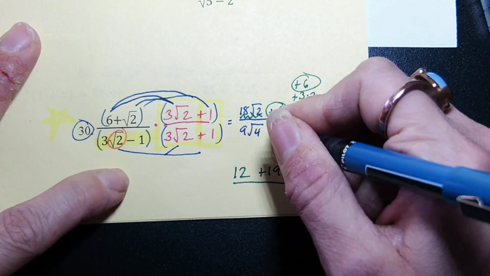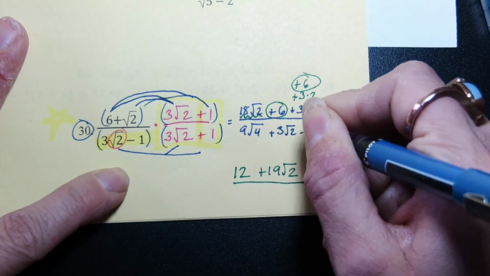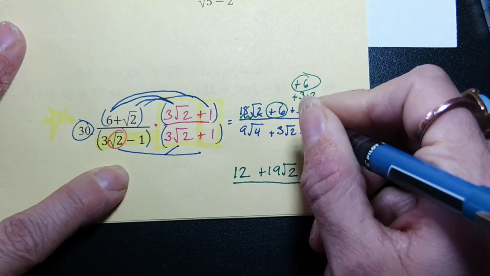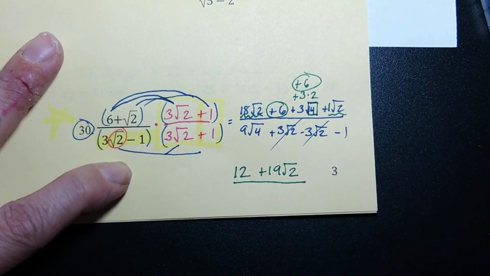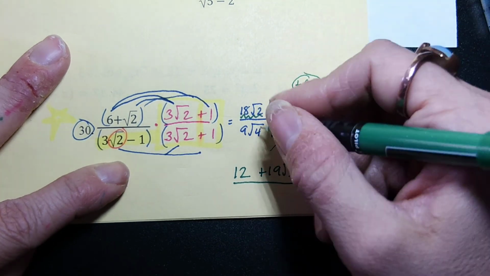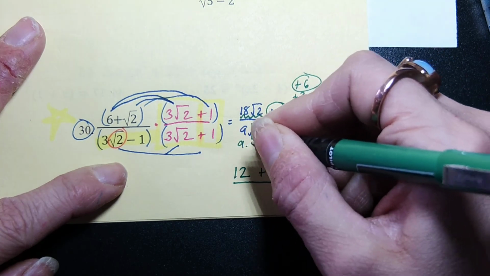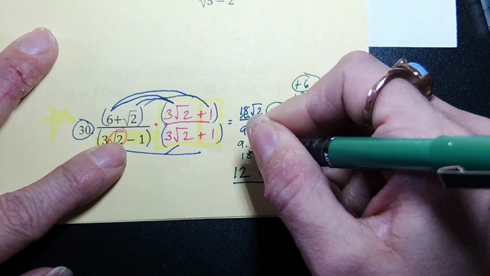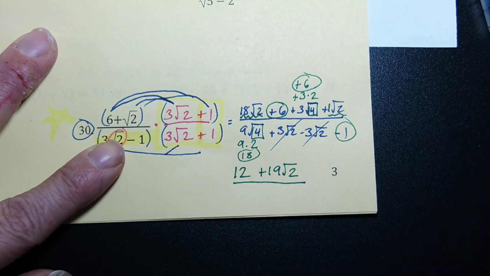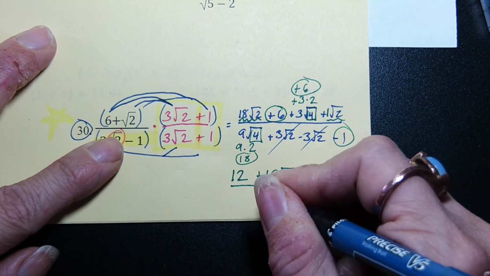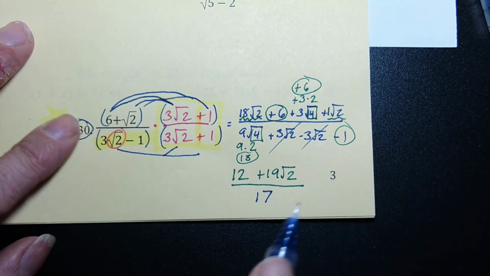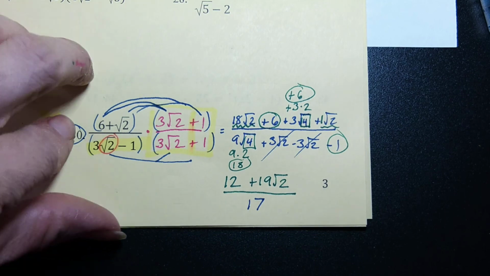Oh, dude, you're working so hard. You don't have to do all that work. Outside and inside products cancel. Square root of 4 turns into a 2. So 9 times 2 is 18. 18 minus 1 is 17. Division distribution, it's not going to lead to anything friendly. So this is our final answer.